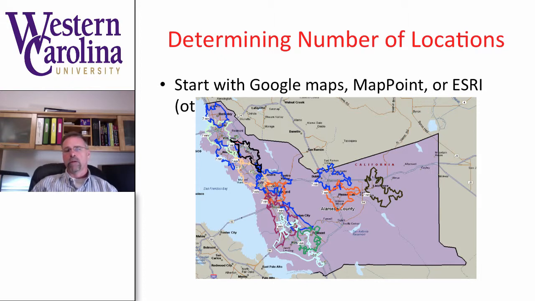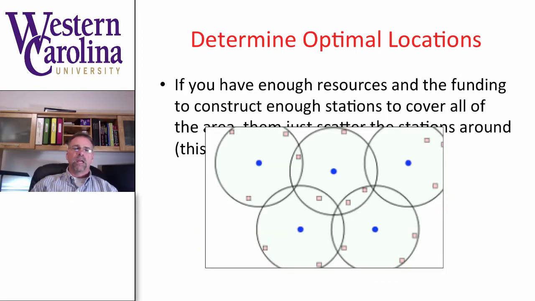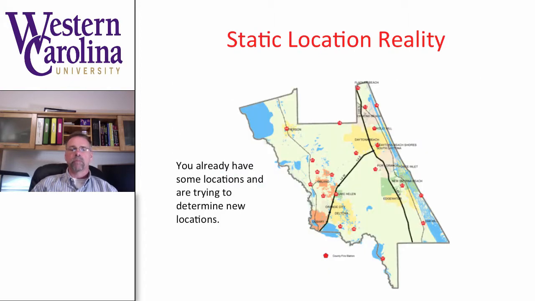Like you see here, if we were to cover the entirety of the county with an ambulance, then we would be adding another 30 ambulances to the fleet, which would be completely unnecessary. So you have to take those two pieces of information into consideration at the same time. And you have to determine if you have enough resources and funding to construct enough stations to cover all the area, and you do that by scattering the stations around to figure out what the best fit is. Now again, if you already have some locations, you're just trying to determine the new locations. So you can simply try to pinpoint those new locations and figure out what is best based on what's already in place.